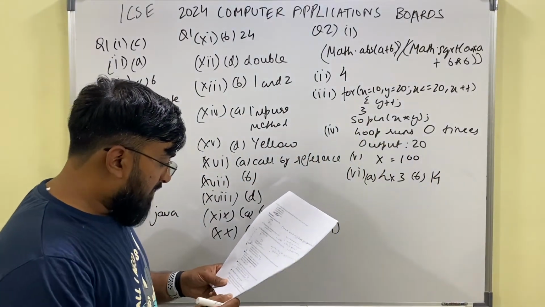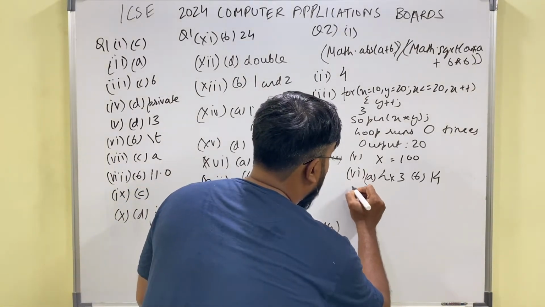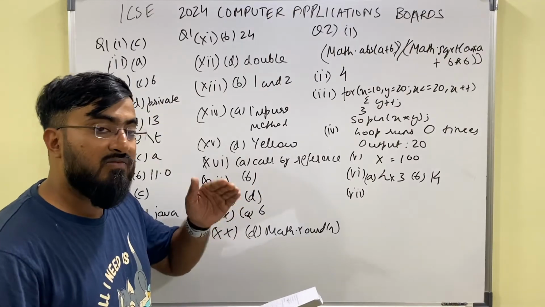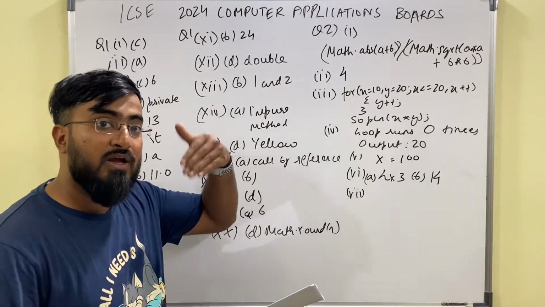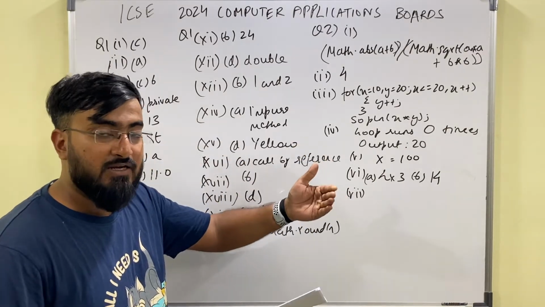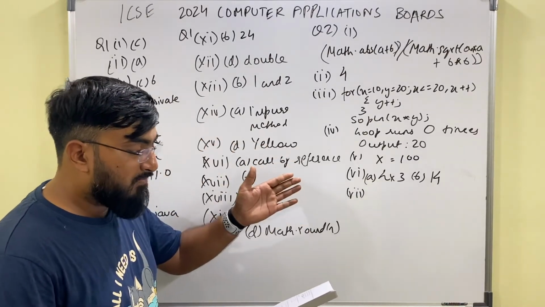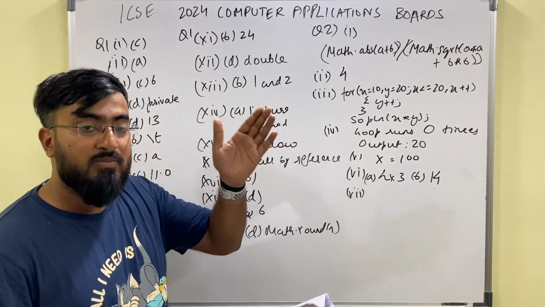Moving on to part 7. Unboxing and boxing. Boxing is when you are converting a primitive type value into an object of its corresponding wrapper type. Unboxing is when you are converting an object into its corresponding primitive value.